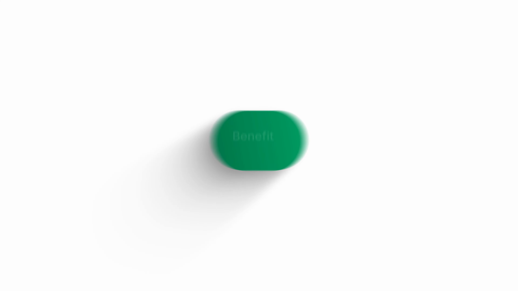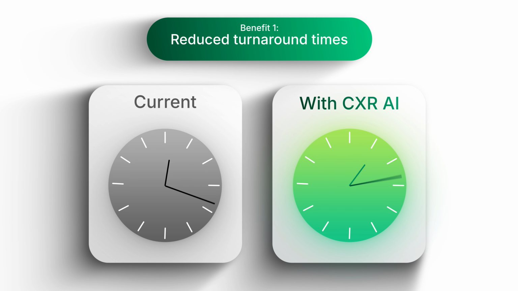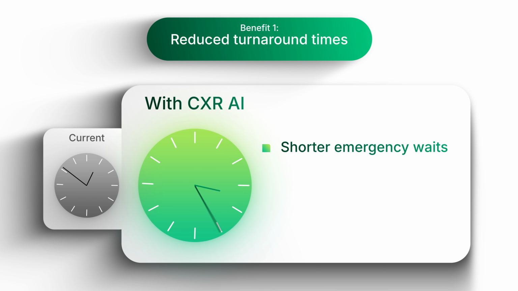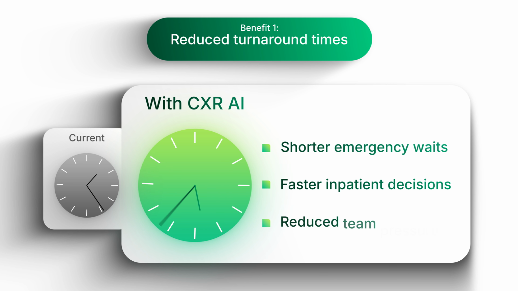This is the true heart of the business case, and it needs to be grounded in operational reality. The first benefit in this example is reduced turnaround time. Faster reporting on chest imaging can shorten emergency waiting times, speed up inpatient decision-making, and relieve pressures on clinical teams who depend on rapid imaging. The value here comes from improving patient flow and preventing delays downstream.